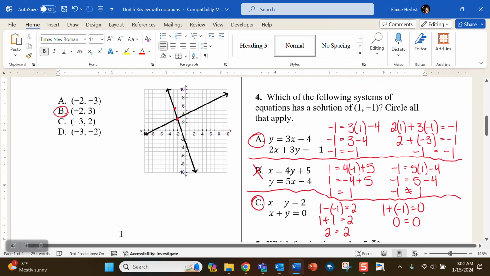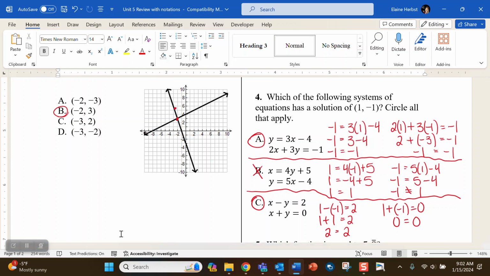Question 4 asks which of the following systems of equations has a solution of (1, -1). You'll see I plugged 1 in for x and -1 in for y into all 6 of these equations. It has to work for both. So in letter A, it does work for both equations. In both of these, I got -1 equals -1. So that one you circle because it is the solution.